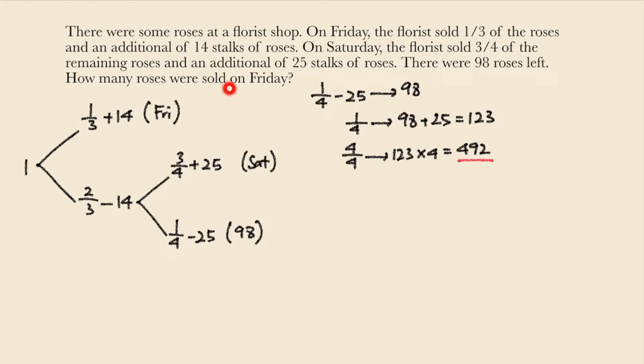And if we want to know how many sold on Friday, which is this quantity here, we need to know what is this quantity here, which is 4 over 4. So 4 over 4, 492. So we can add 492 right there.